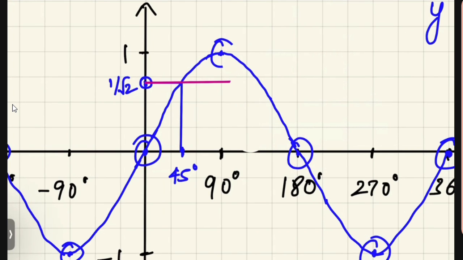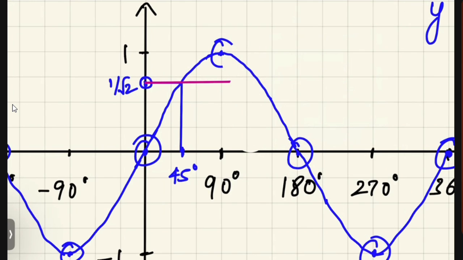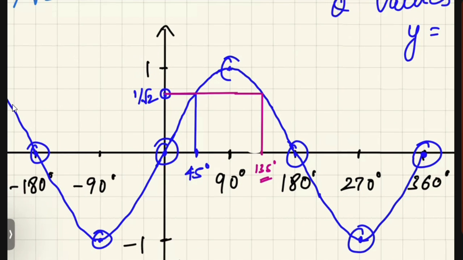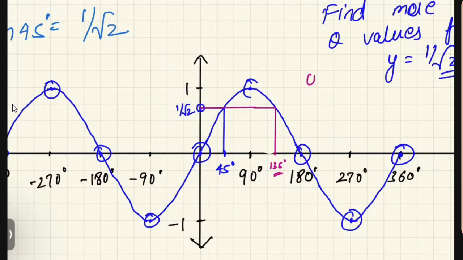Now if I drop my perpendicular, which is this, it will go here, and now if I drop it, you can see that it will come exactly at 135 degrees. This is your second value. If you use your calculator, you can verify that it will be your second value. So theta is 135 degrees.